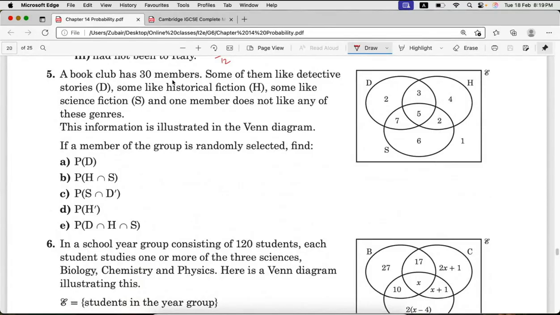A book club has 30 members. Some of them like detective stories, some like historical fiction, and some like science fiction. And one member does not like any of these genres. This information is illustrated in the Venn diagram. If a member of the group is randomly selected, find the probability that they like detectives. So total, be with me this time if I make no calculation error. This is 5, 6, 7, and 14, 15, 16, 17. These are 17 out of 30.